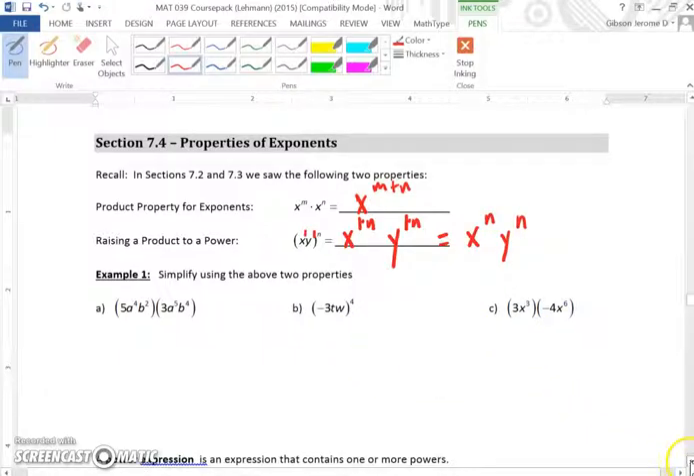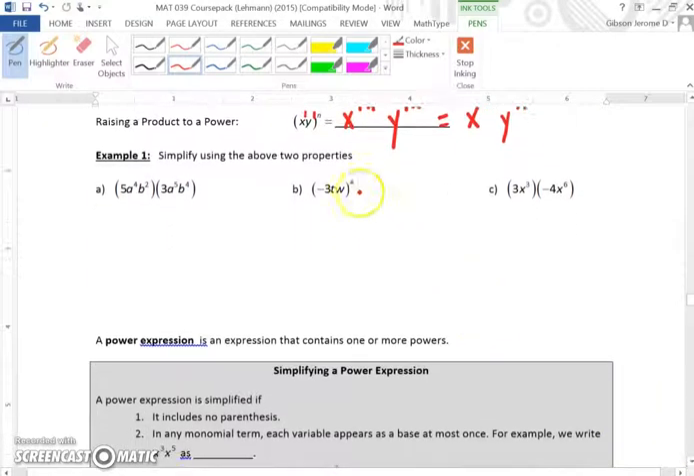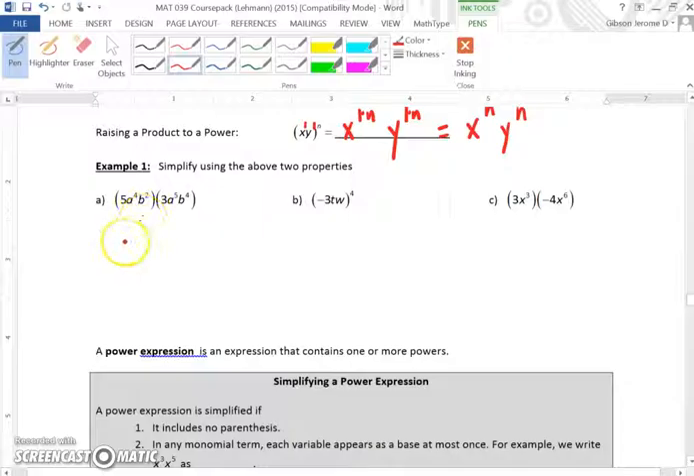Now we have a couple examples here, well actually a few. So we have in parentheses 5a to the 4th times b squared times 3a to the 5th times b to the 4th. So we would take 5 times 3, which is 15. A to the 4th times a to the 5th: they have the same base, so you carry the base and you add the exponents.